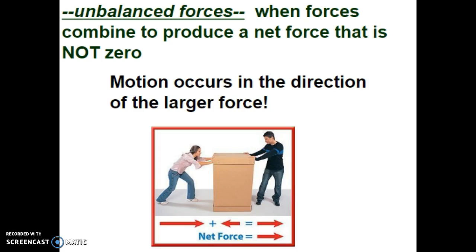How we get motion to occur is by unbalanced forces. These forces combine to produce a net or total force that is not zero. So motion will occur in the direction of the larger force. As the young lady and gentleman are pushing the box, the young lady has more force than the gentleman, therefore the net force is going to be in the direction of the young man, with the remaining force left after he has his force of pushing the opposite direction. So motion will occur when forces are unbalanced.